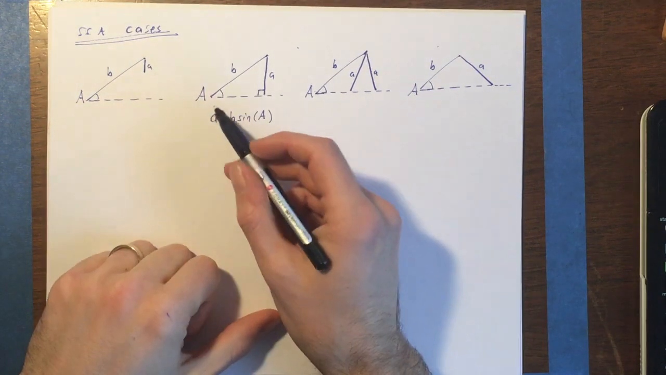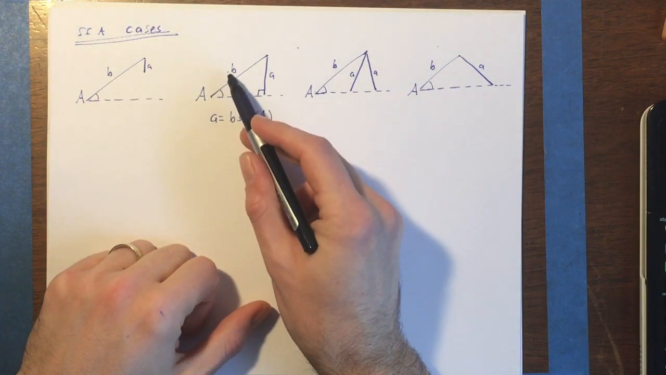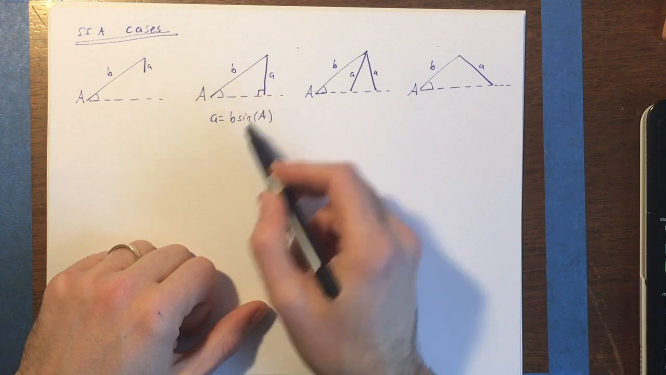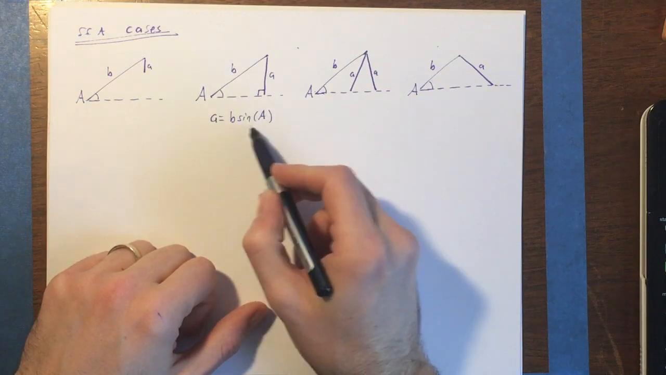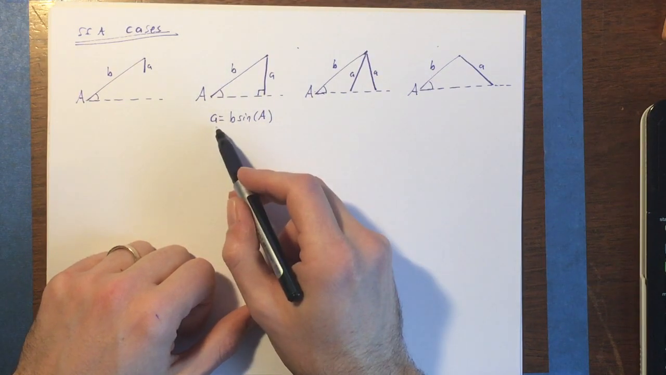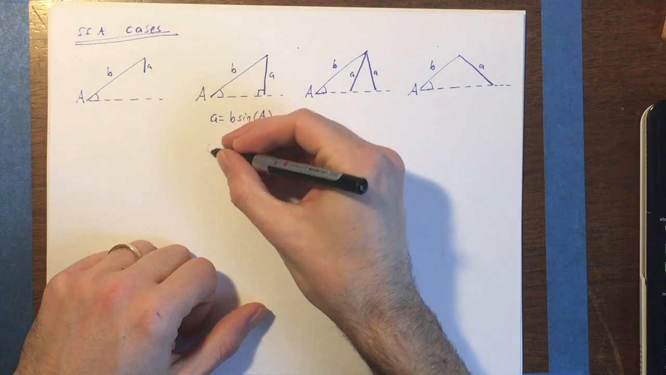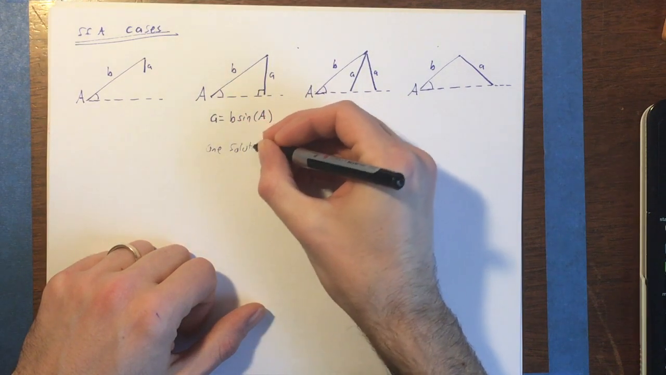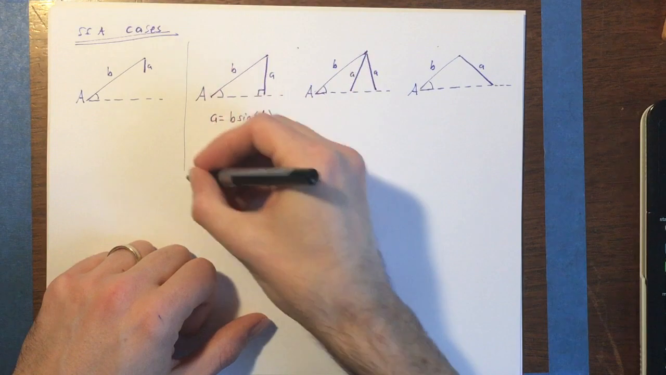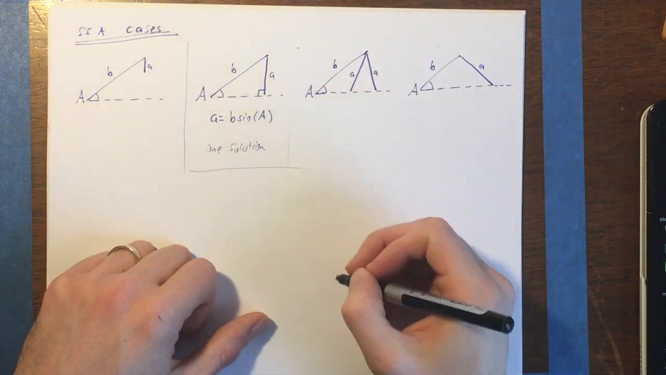And you think about the way sine works. Sine is opposite over hypotenuse, so multiply both sides by b, and you get that b sine A is just the opposite side. Okay, so in that situation, there is one solution.